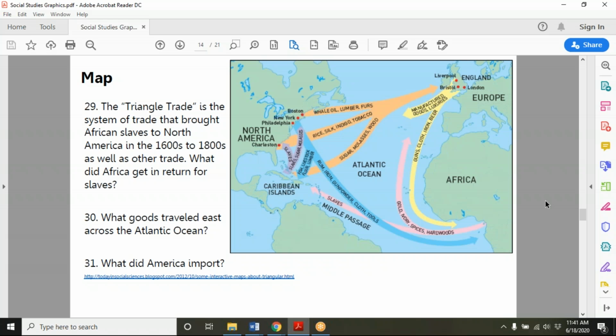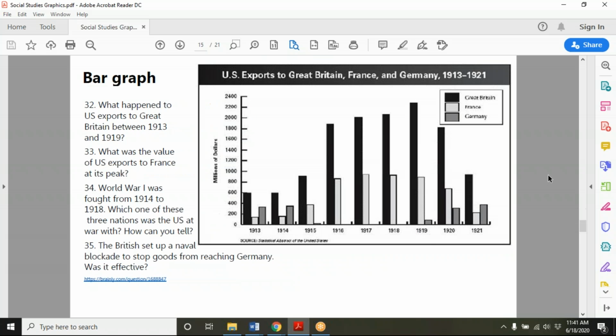So on a map, if there's arrows, you've got to pay attention to the arrows. If there's directions, any question about directions, you've got to pay attention to that. Maps are pretty straightforward.